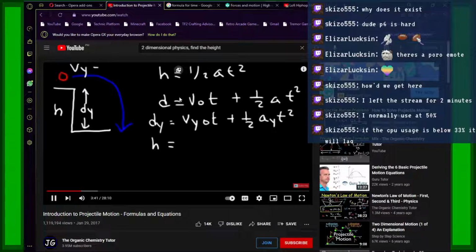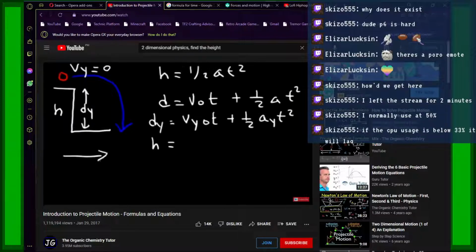Vy initial at the top is always 0 because the object is moving horizontally. The initial speed of the ball is Vx, not Vy. And so we get this equation: h is equal to 1/2 a t squared.